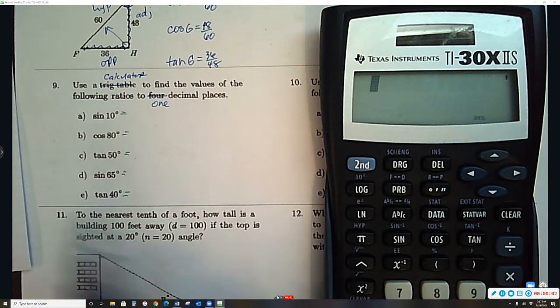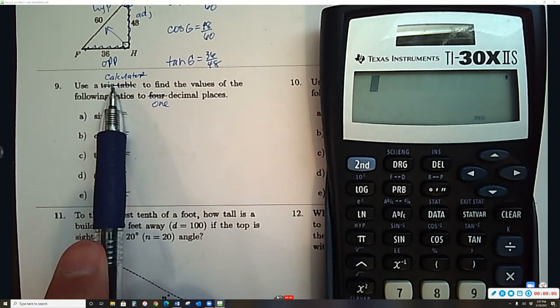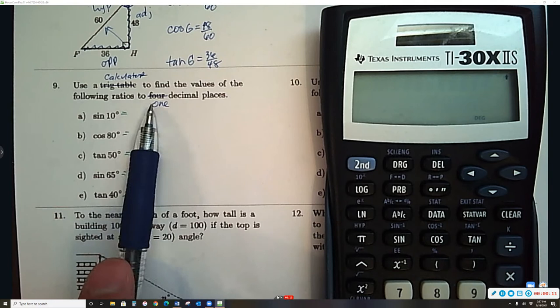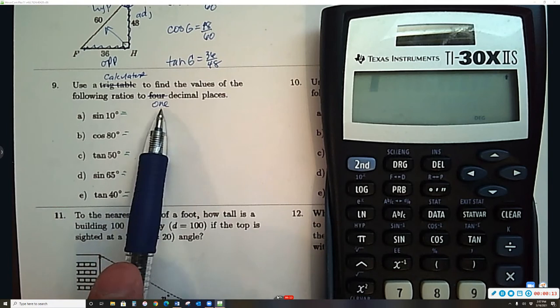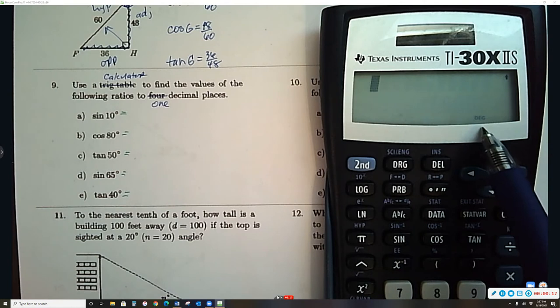For 9 and 10, all we need to do is, you see I changed this. We're not using a trig table. We can go ahead and use a calculator, and then we're not going to round it to 4 decimal places. We're just going to round it to 1 decimal place. And then again, just remember whatever calculator you're using, make sure it's in degrees.